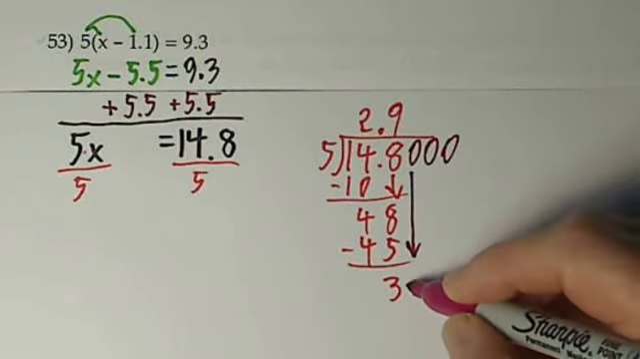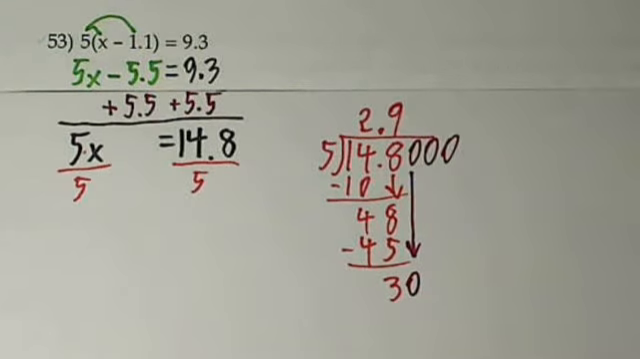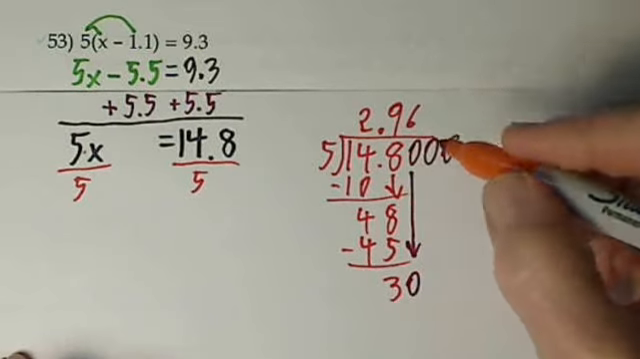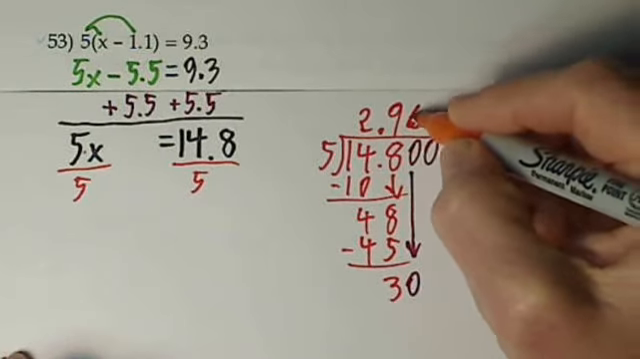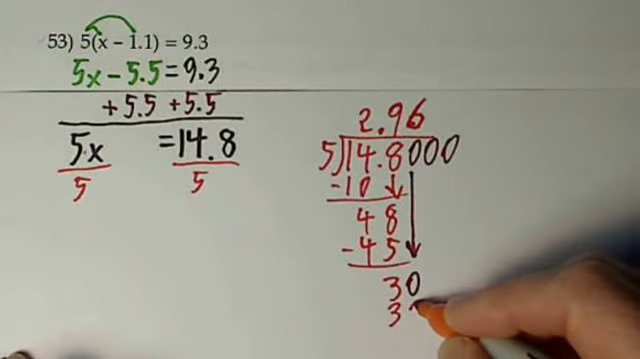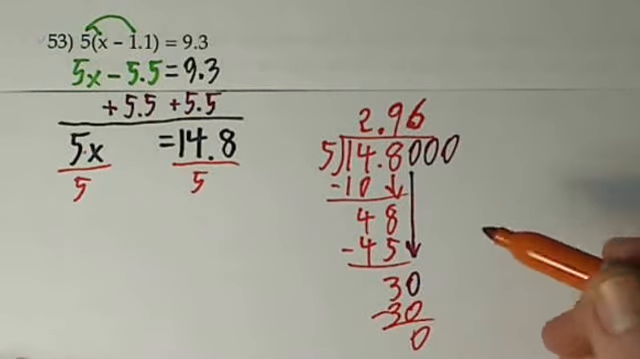I'm not going to need all these, but I'm just emphasizing I can put in all the zeros I want. Bring down that 0. 5 goes into 30 6 times. There we go. And obviously there's nothing left over.